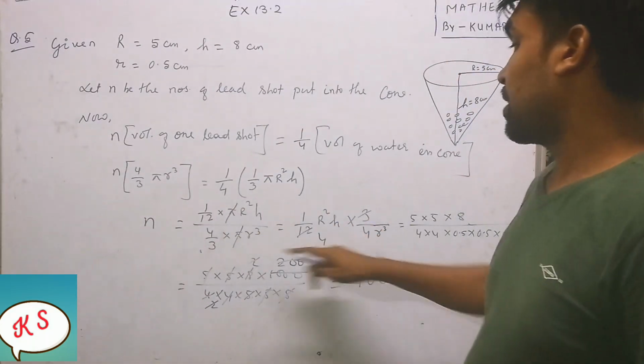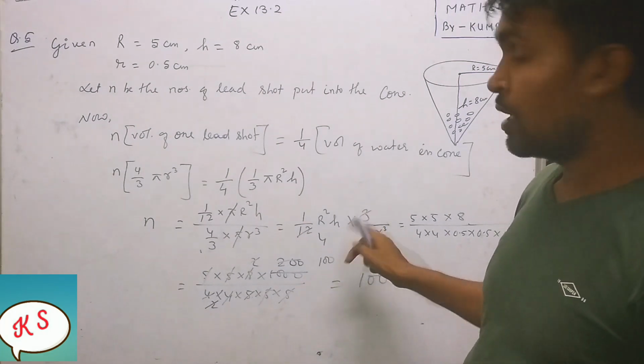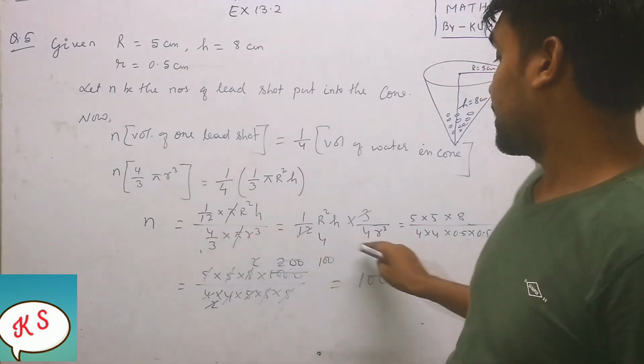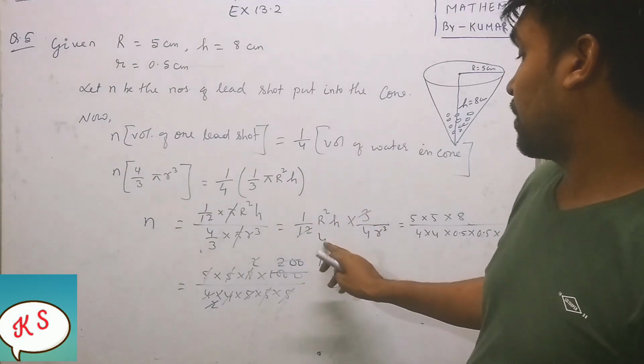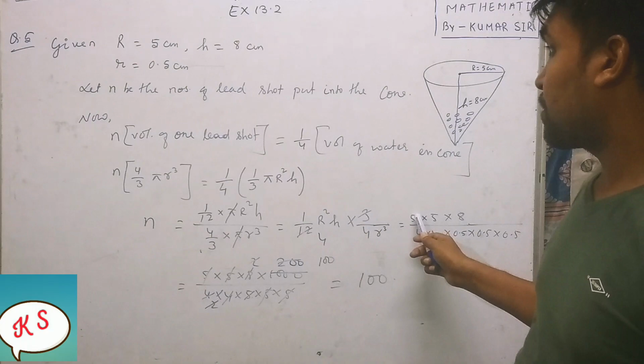So you can see 3 has gone as a numerator, and 4r cube has come down as a denominator. So 3 4s are 12, so we have cancelled it. Now we are substituting the value.